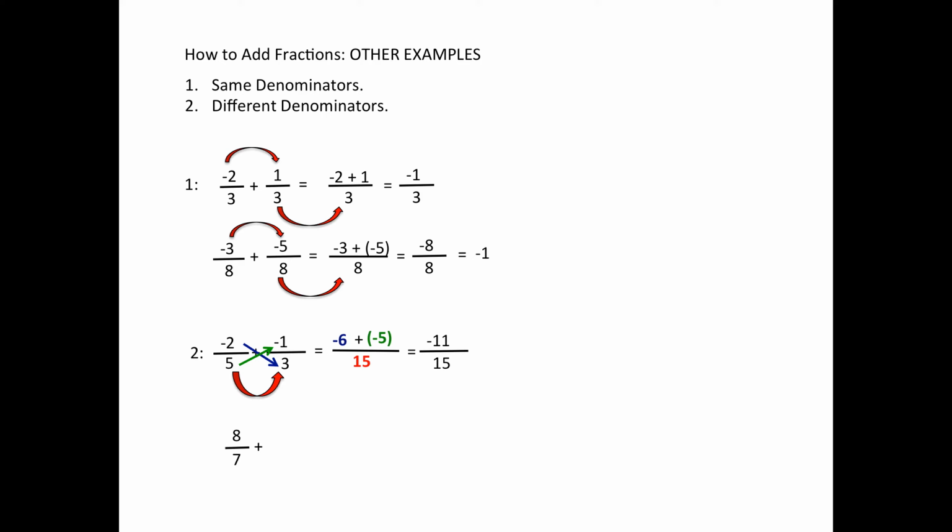Another example, different denominators. 7 and 5 are the denominators. What are you doing? The same thing. You use the butterfly method. 7 times 5 is 35, 8 times 4 is 32, and 7 times negative 4 is negative 28. And you add this, 4 divided by 35.